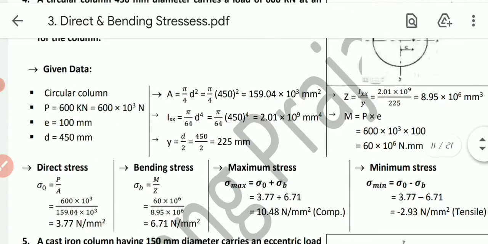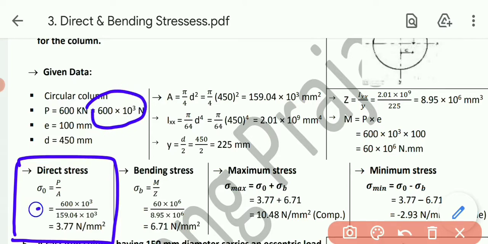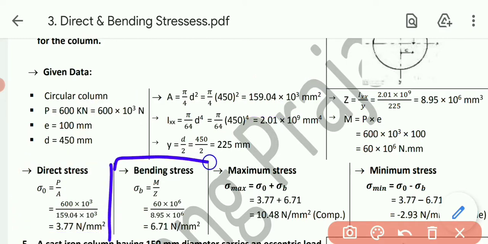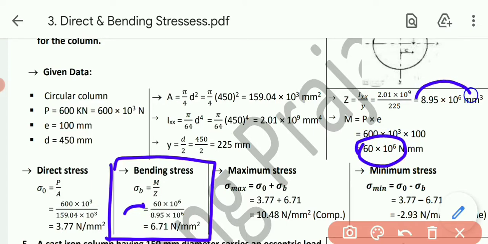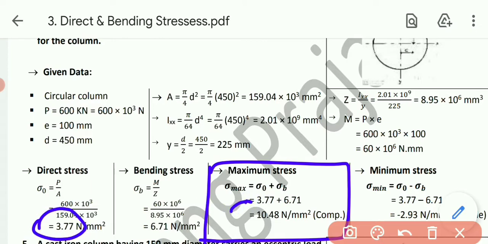First of all, direct stress, sigma 0 equals P by A. P is 600 into 10 raised to 3, while area is 159.04 into 10 raised to 3. I got the answer 3.77 Newton per mm square. Next, bending stress, the formula stands for M by Z. M is 60 into 10 raised to 6, Z is 8.95 into 10 raised to 6. So I got the answer 6.71 Newton per mm square. Then maximum stress, sigma max, that is sigma 0 plus sigma b, sigma 0 is 3.77, sigma b is 6.71. So I got the answer 10.48 Newton per mm square, and as it is positive, compressive.